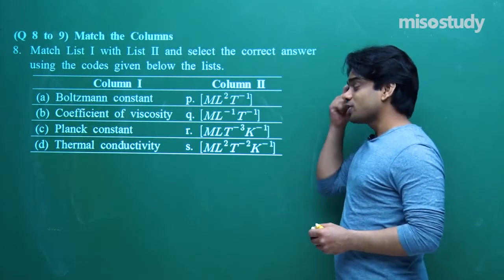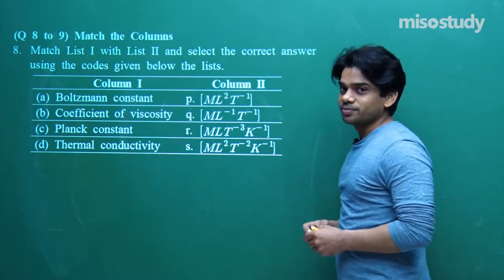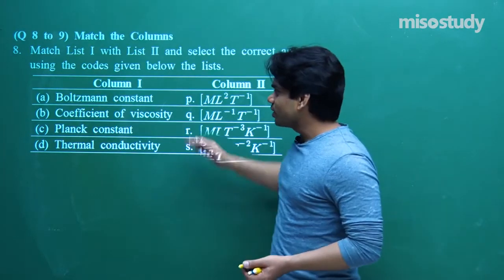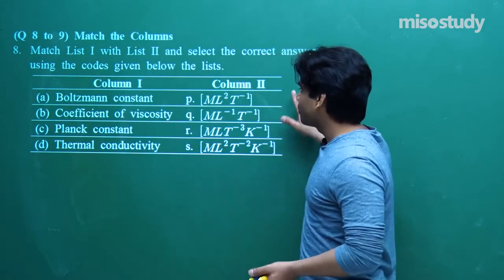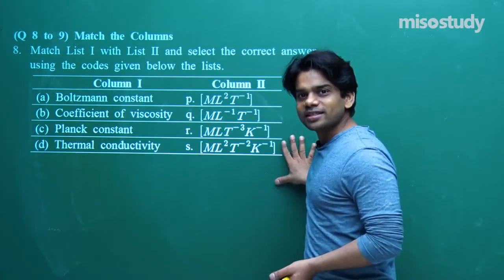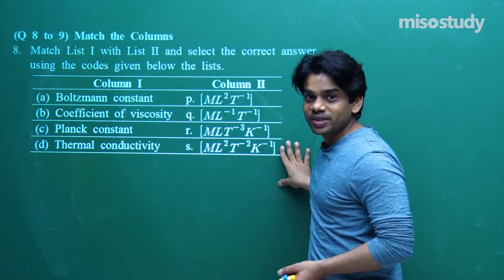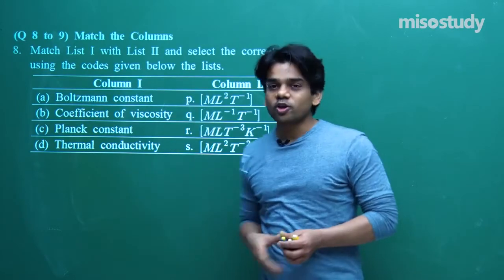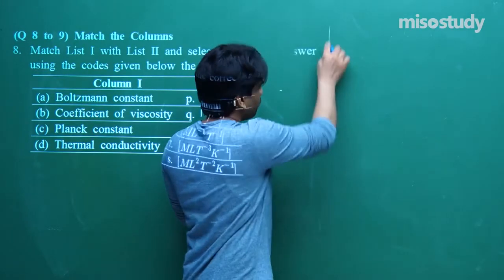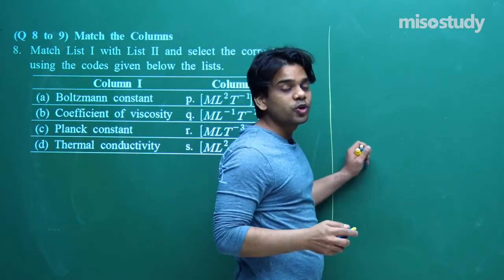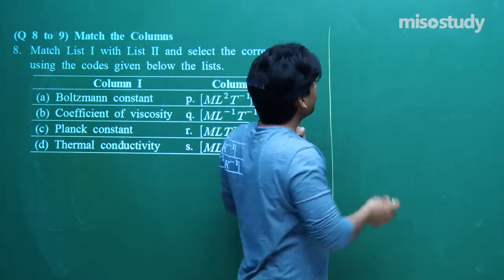So we need to check which dimensional equation actually suits each of the given terms. If you know about each of the terms and how to quickly evaluate them, you can get full marks for this matching question. It's a bonus question that can come in your examination. Easy question, let's go with it. Boltzmann constant, where is it used? It's used to denote the kinetic energy.